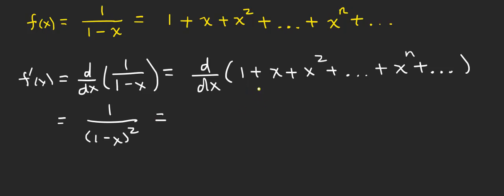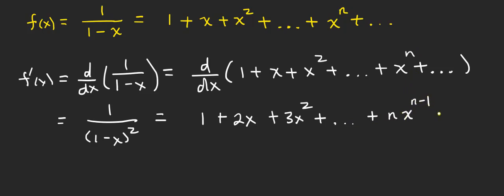Now what about the derivative of this expression? Well, the derivative of 1 is 0, the derivative of x is 1, the derivative of x squared is going to be 2x, the derivative of x cubed will be positive 3x squared, and so forth. And the derivative of this general term will be n times x to the n minus 1. And then plus, there are more terms. This is the derivative of f of x. And this is the power series of f prime of x.